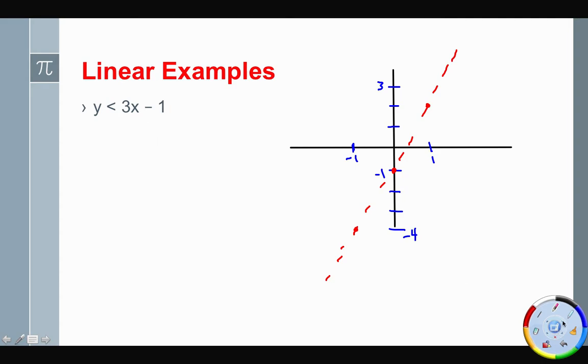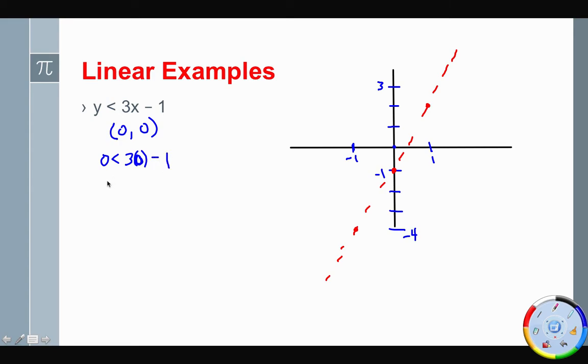The second part of our how-to was to then test a point. So I like to choose a very, very simple point. And the very simple point to choose is the point 0, 0. So if I started with the point 0, 0, I need to test to see if that's true or false in this statement. Note that the line does not go through 0, 0. You cannot choose a point that is on the line. So here I'm going to plug in 0 for y and 0 for x.